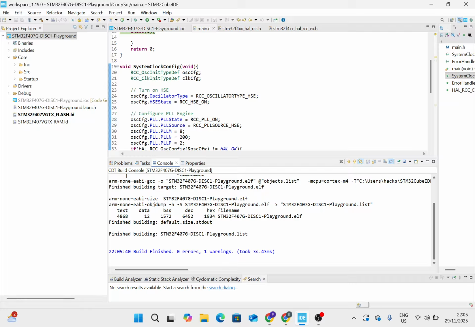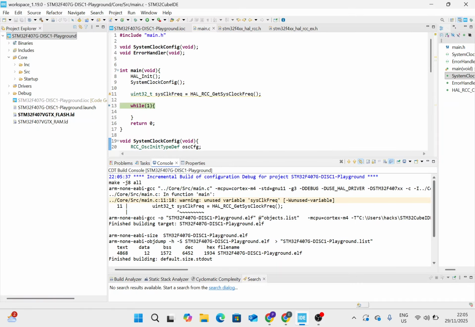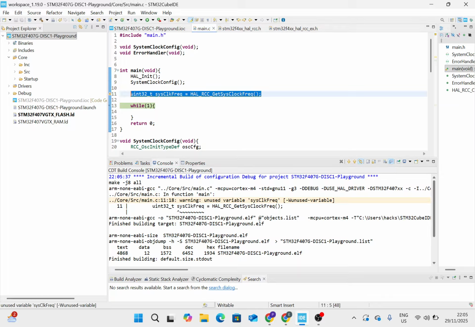Okay, so one warning, it's just a warning about this line of code here. So to prove that we have set it to run at 100 megahertz, I have gone ahead to use this function, which you have seen many times. How RCC gets sysclock frequency. I'm just getting the sysclock frequency to confirm that it's 100 megahertz, right? So let's debug.